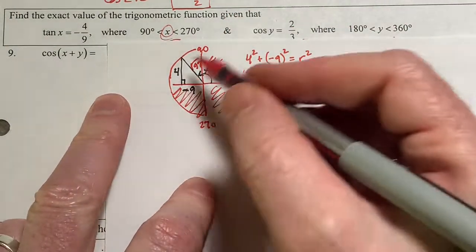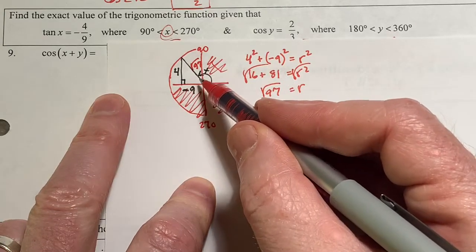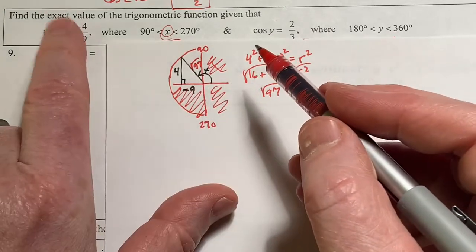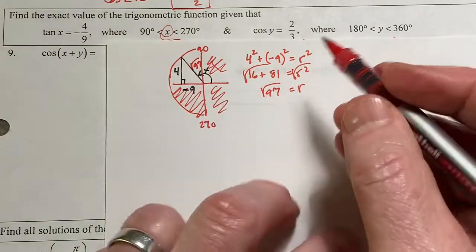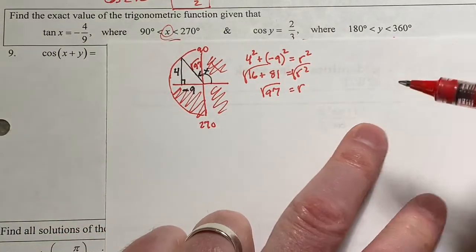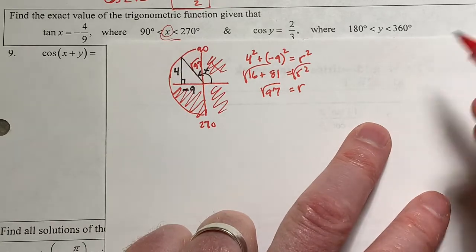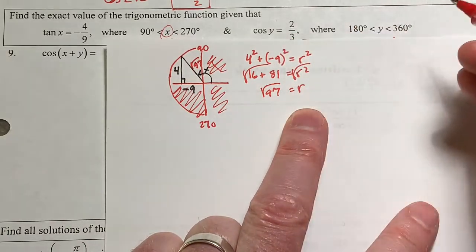All right, so I know everything I need to know about this except the actual angle itself. But again, if I want an exact value, I don't want that approximate value of the angle, which is what my calculator would probably tell me if I pulled out my trig functions. All right, now I'm going to figure out about angle y.